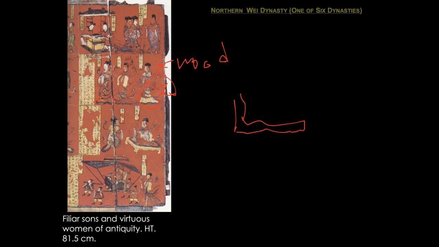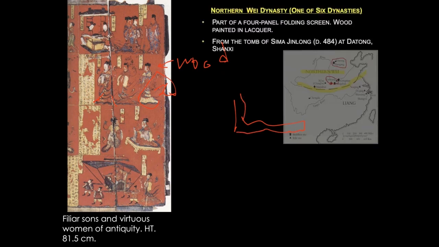And then this is not painted on silk. This is painted on wood. It's a wood screen, but you will see the same style. Like women's draperies are blown by the wind. This one is more symmetrical, and then the earlier one is a little bit more exaggerated on the back side of the skirt. But similar ideas.